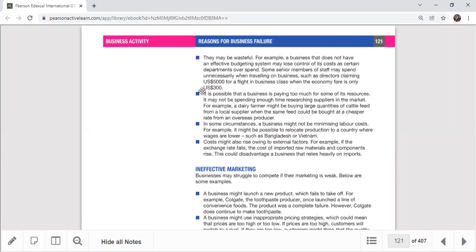Step by step. And the third point: it is possible that a business is paying too much for some of the resources. It may not be spending enough time researching supplies in the market. For example, a dairy farmer might be buying large quantities of cattle feed from a local supplier when the same feed could be bought at a cheaper rate from an overseas producer. In modern business, knowledge is the edge, an important comparative advantage. Without researching, you are just purchasing from the first option.